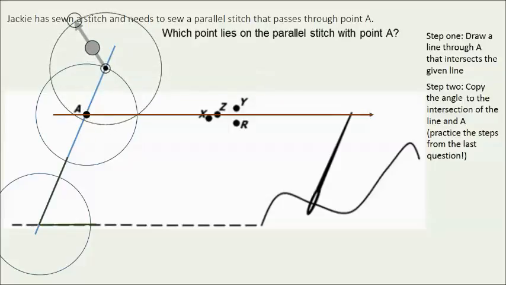Now, if I draw a line between A and the intersection of the two circles, I have my parallel line. Right? Therefore, which point lies on the parallel stitch with point A? Point Z.